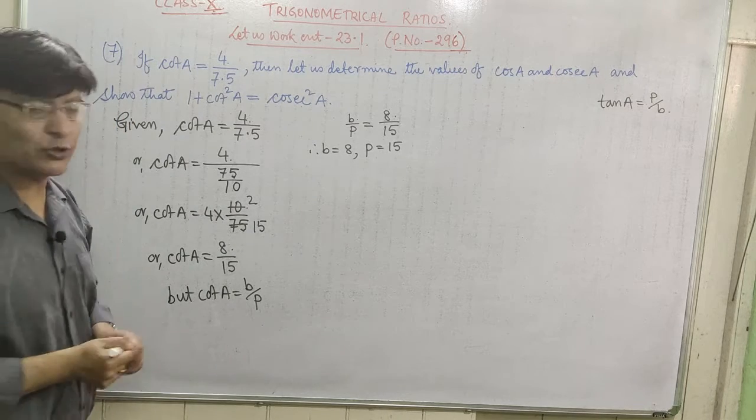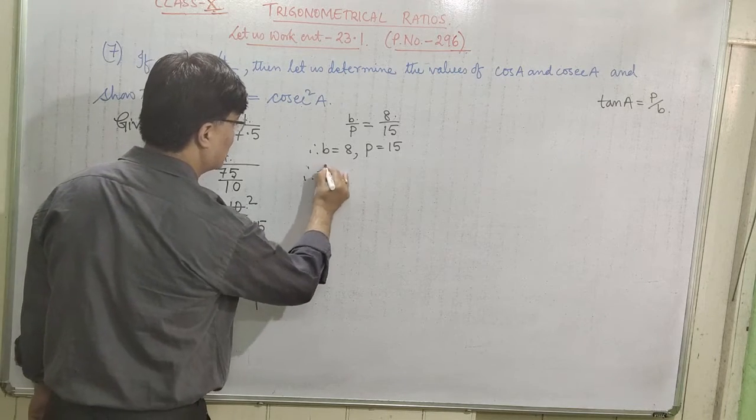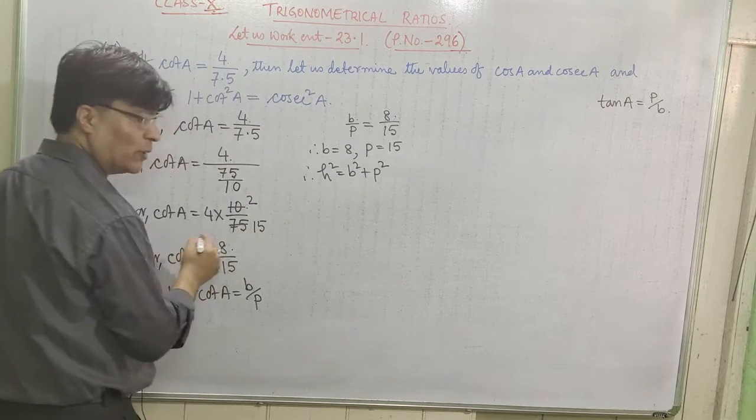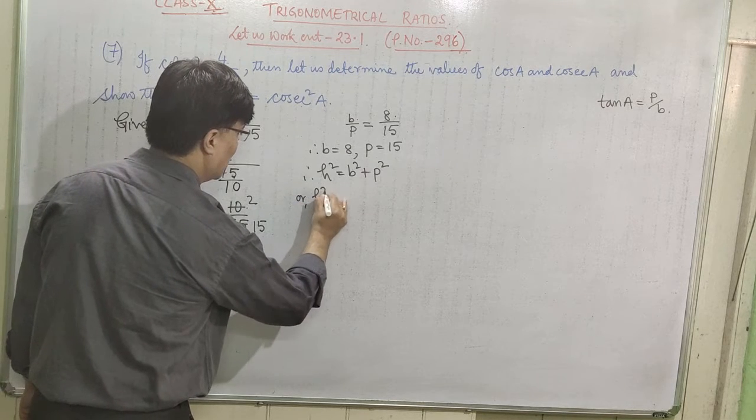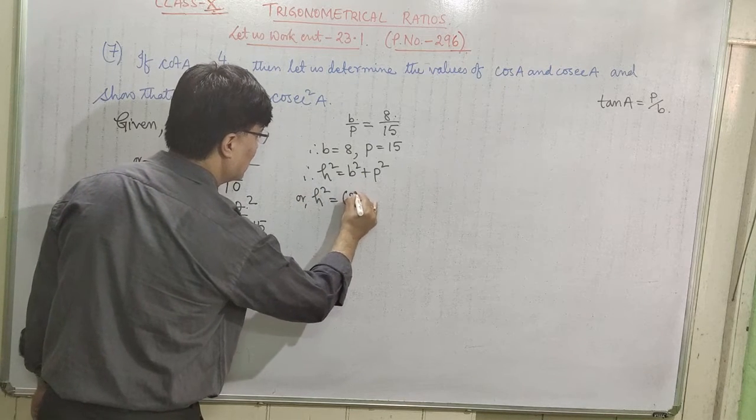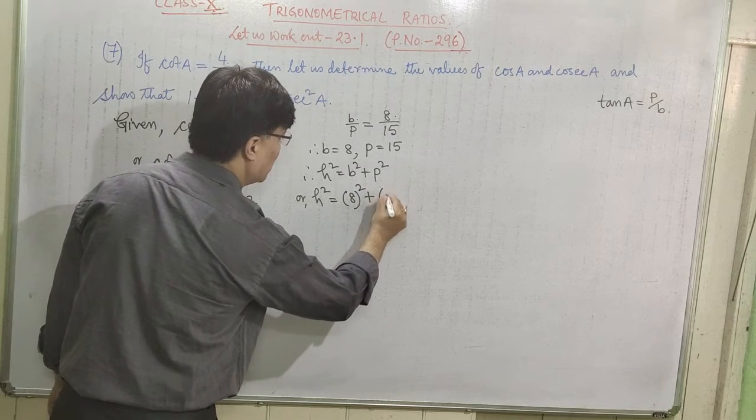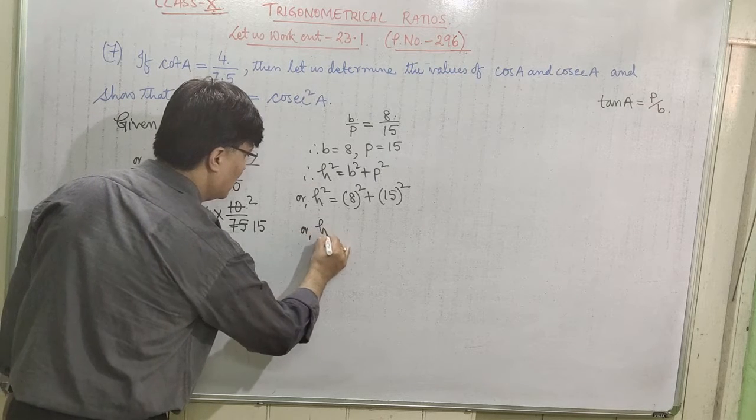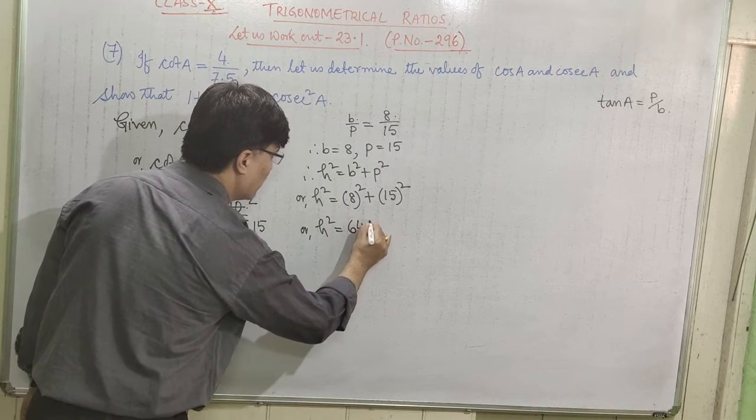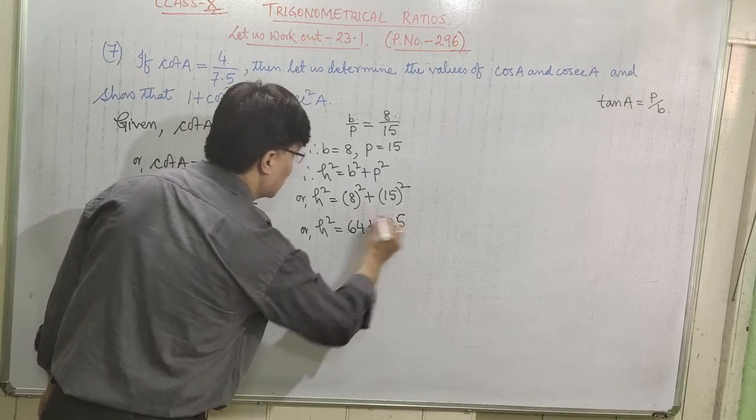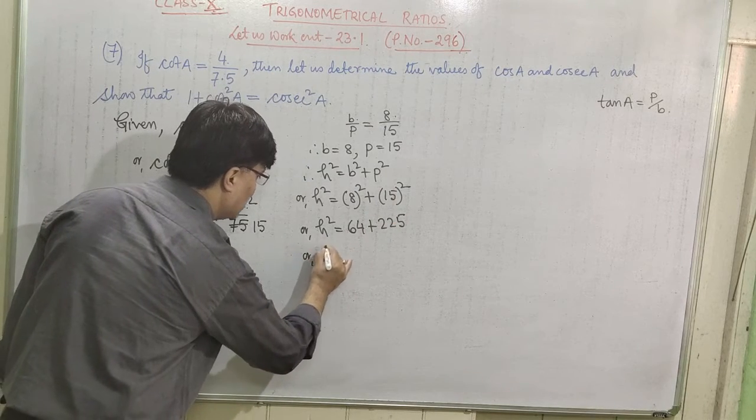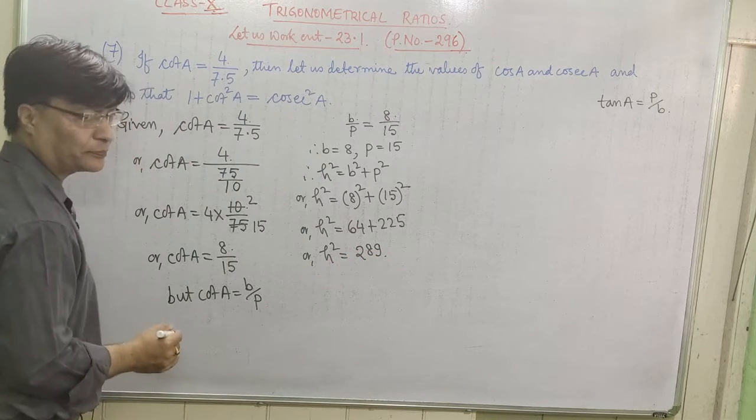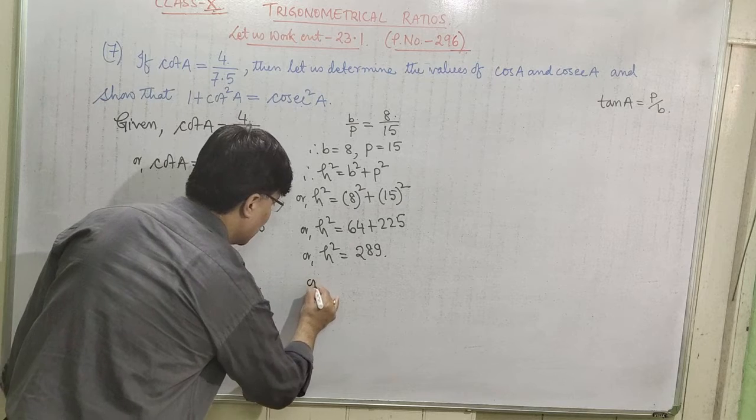You can use Pythagoras theorem. You know that, isn't it? What is Pythagoras theorem? H square is equal to B square plus P square. So H square is equal to, what is B whole square? It is 8 whole square plus, what is P whole square? It is 15 whole square, right? So H square is equal to 8 square is 64 plus 15 whole square is 225. So H square is equal to 289. Right? So what is the value for H?